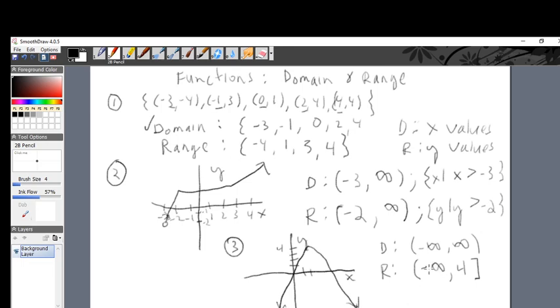And that is domain and range. We have some more about domain and range in the next video, but that is some of the most fundamentals of domain and range. So let's stop this video here.